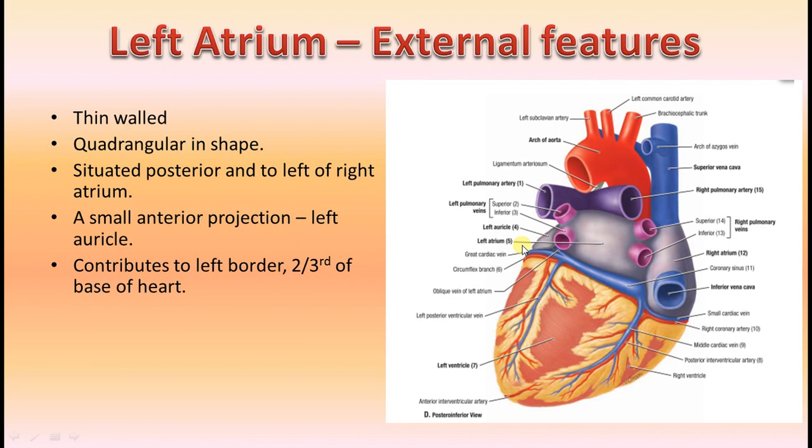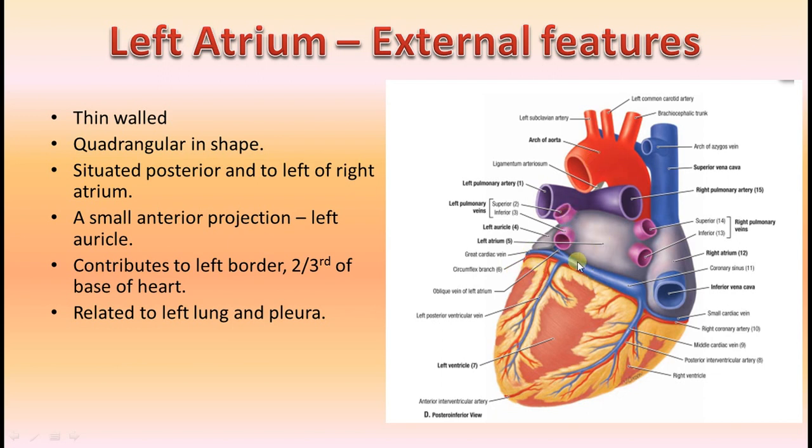So it contributes to the left border, the auricle contributes to the left surface, and mainly the posterior part, you can see the left atrium contributes to two-thirds of the base of the heart. To the left side, it is related to the left lung and pleura, and between the pleura and the pericardium, you have the pericardiophrenic vessels and the phrenic nerve intervening.